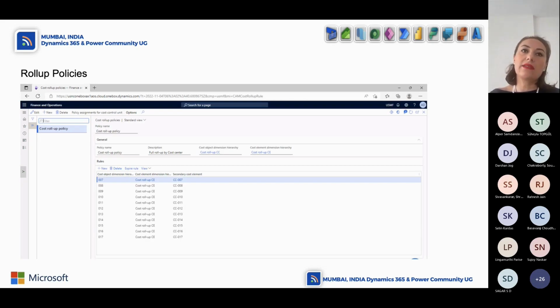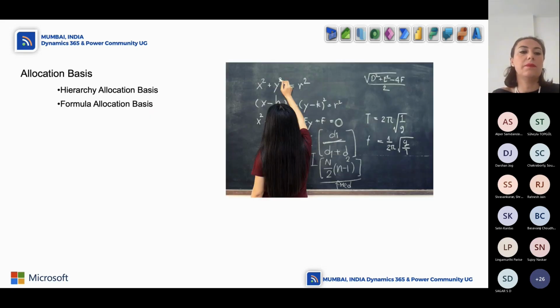So how the system reacts is that first you allocate your cost from the original to the secondary, and from the secondary to the aiming object, whichever dimension that is, and then for reporting purposes, you will be able to see the original balances and what has been allocated to.